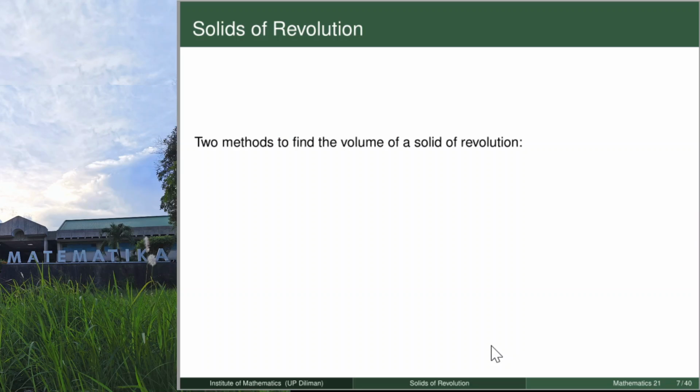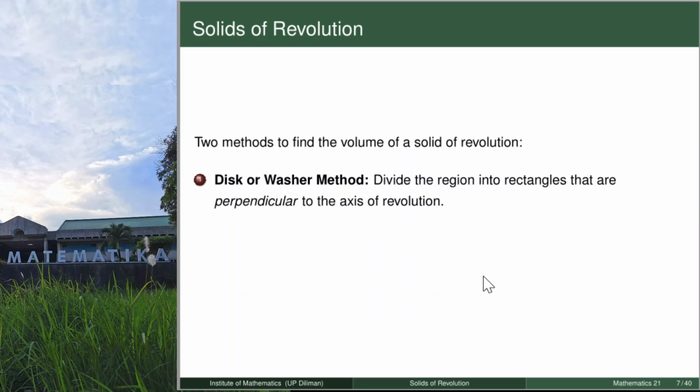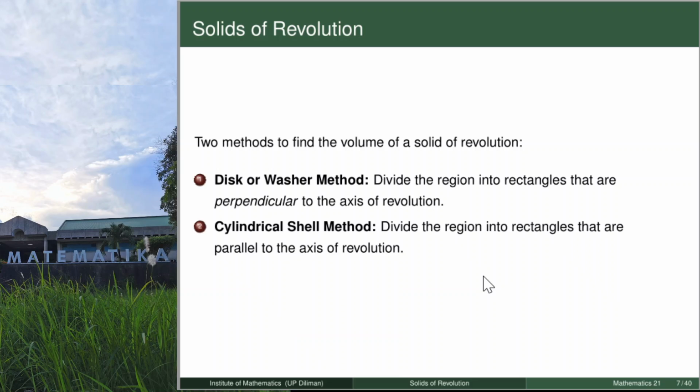Now, there are two methods to find the volume of a solid of revolution. First, we have the disk or washer method. The second is the cylindrical shell method. For both methods, we divide the region into rectangles, but the difference is in the type of rectangle. For disk or washer method, we use rectangles that are perpendicular to the axis of revolution, while for cylindrical shell method, we use rectangles that are parallel to the axis of revolution.